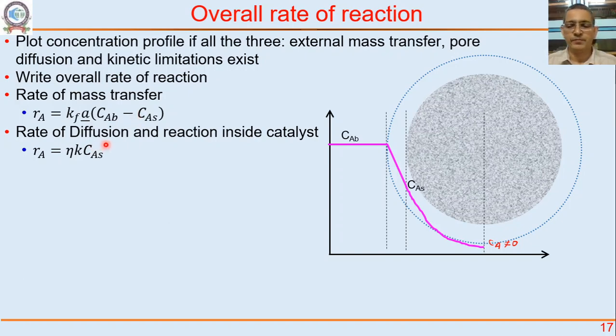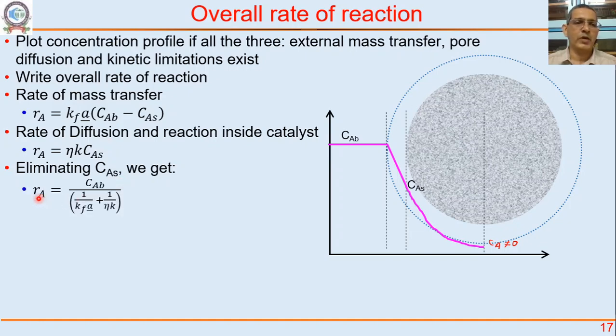Pause and do it for yourself. So rA would be CAb divided by 1 over kcA plus 1 over eta k. This is like two resistances in series. One is a mass transfer resistance and the second is a diffusion and reaction resistance. In chemical engineering we come across many such occasions where we have resistances in series. Okay, we'll use this expression for now for our problems.